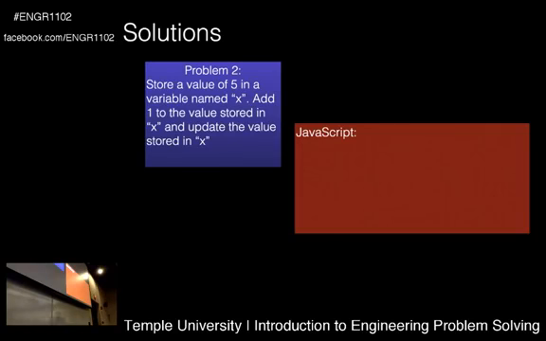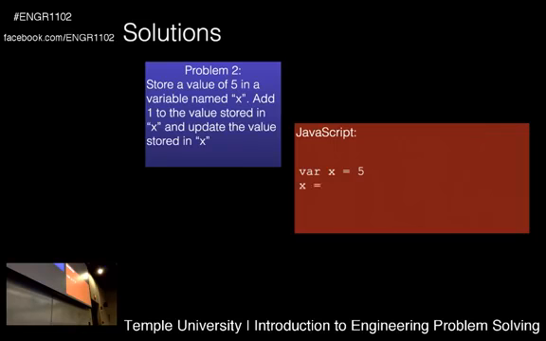Var x equals 5. And then x plus plus. So that's a fancy built-in trick for JavaScript. Some languages support things like that. Others don't. I've got two solutions here. I wasn't sure which one you'd get to first. What's the other way I could do it?